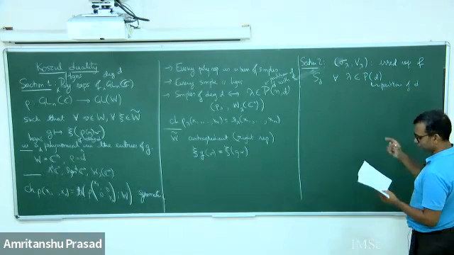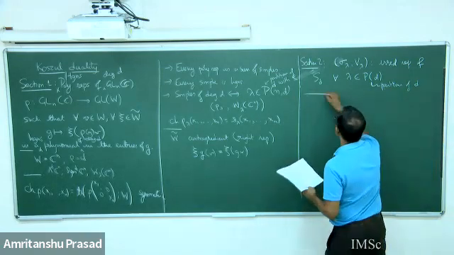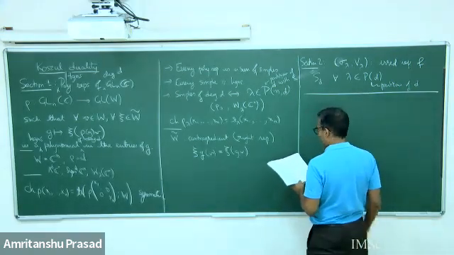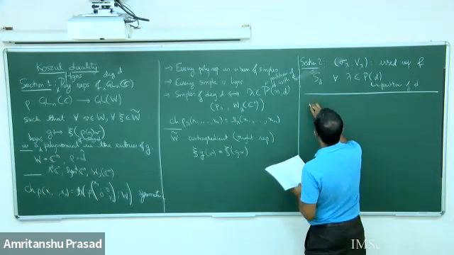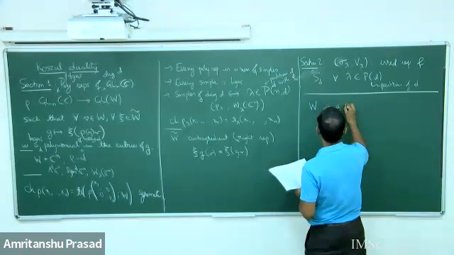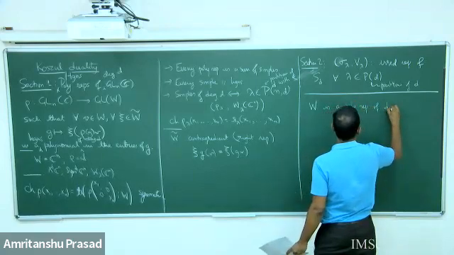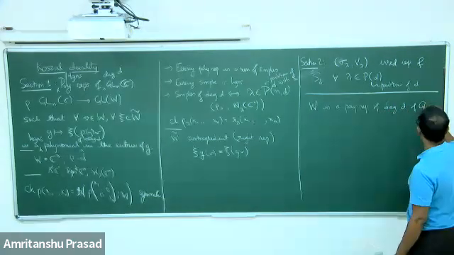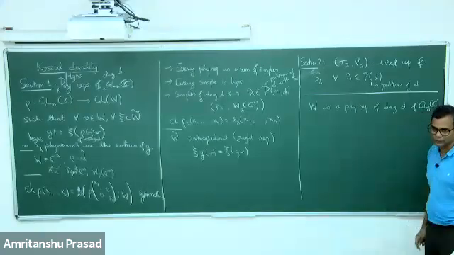Okay, so what's the connection between these two? So here's a connection. Suppose W is a polynomial representation of degree D of GL_D. So I'm taking n equals D now.